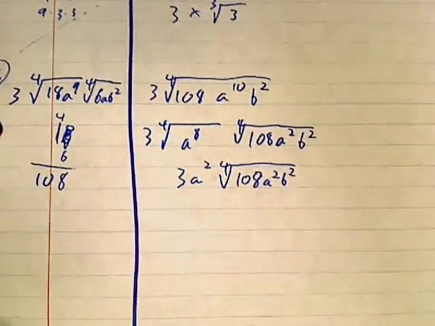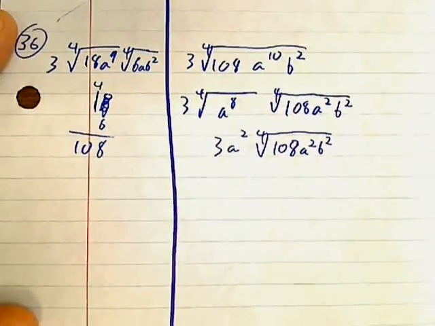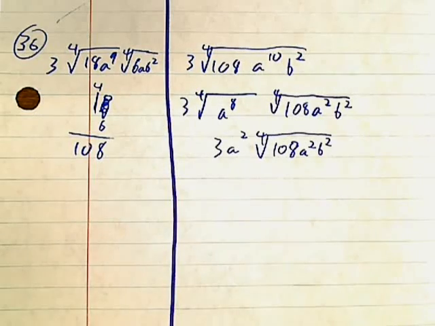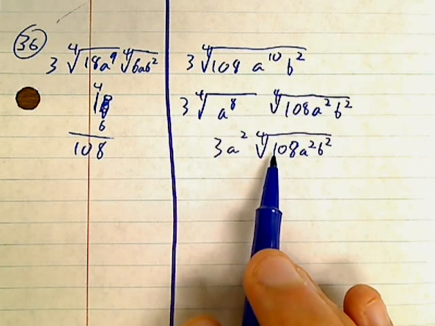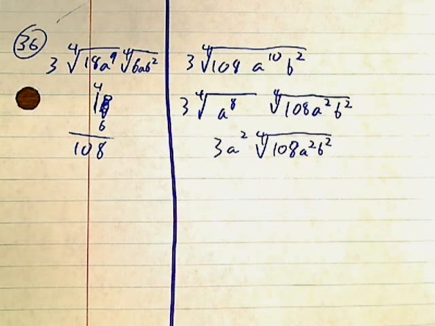And that's all you can do. So 3a squared times the fourth root of 108 a squared b squared.